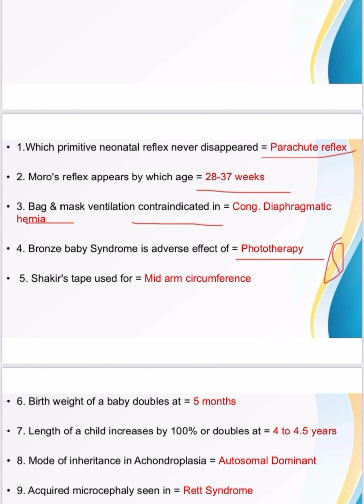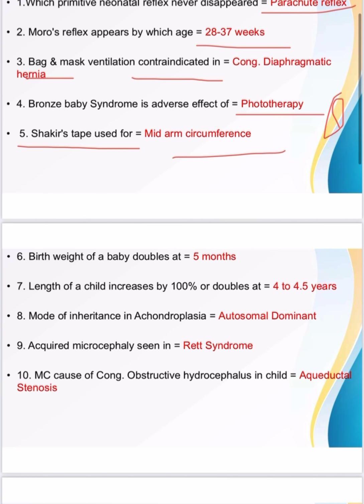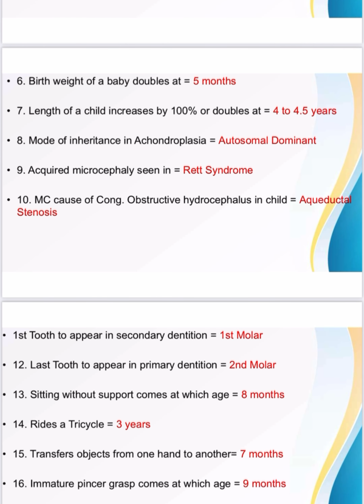Very important. Then Shakir tape is used for mid-arm circumference. So remember, Shakir tape is used for measurement of mid-arm circumference. The three zones are there: green, yellow and red zone. Then next, birth weight of the baby doubles at 5 months. This is important. That is, birth weight of the baby doubles at 5 months.